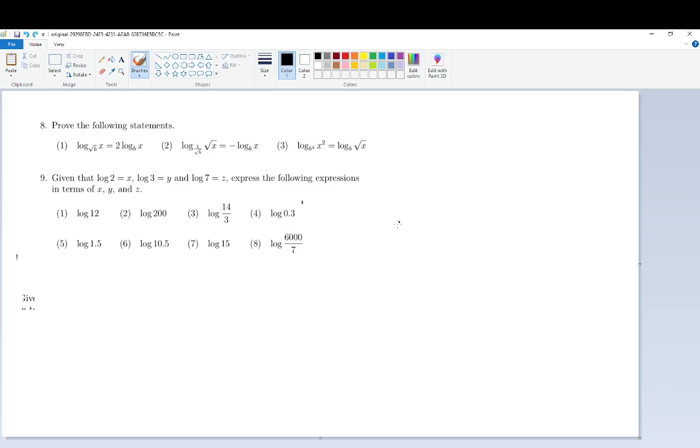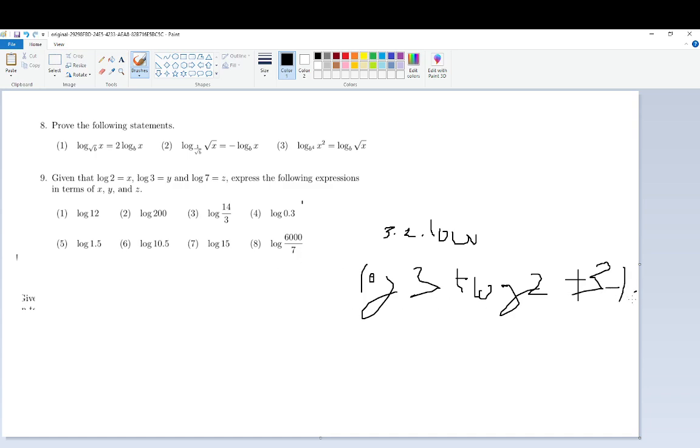6,000, which is 3 times 2 times 1,000, right? So that's 6,000. That can be represented as log 3 plus log 2 plus log 1,000. Log 1,000 is simply 3. All divided by 7, so subtract log 7. We've been told log 3 is y, plus log 2 is x, minus log 7, which is minus z, plus 3. This is the expression for that. Kind of stupid. It's going to take me a bit more time to figure out what this is.